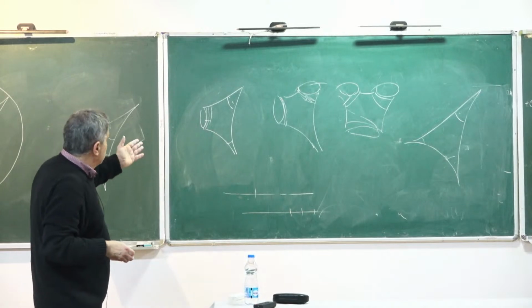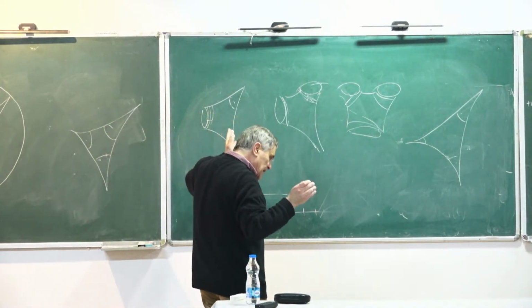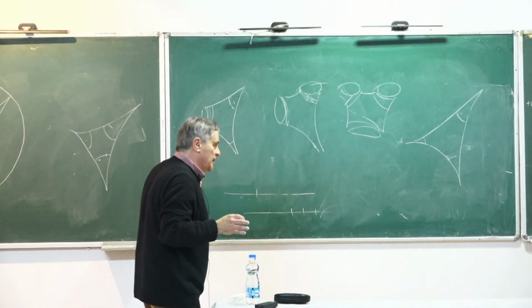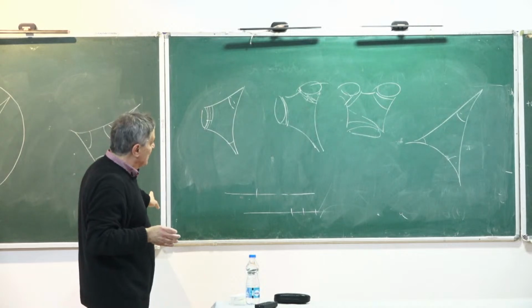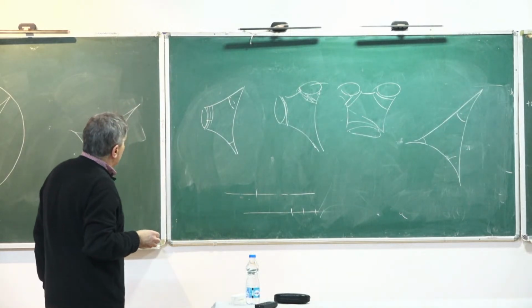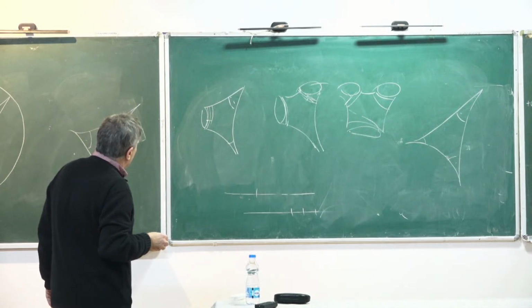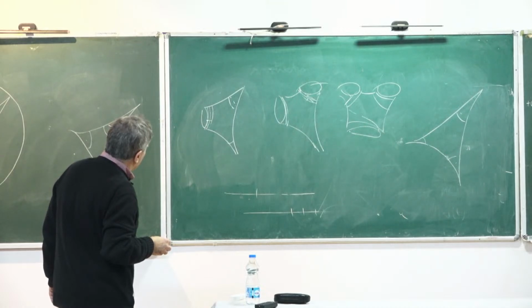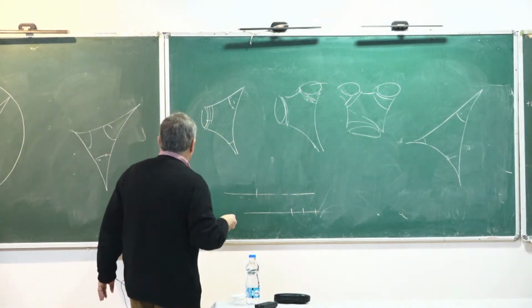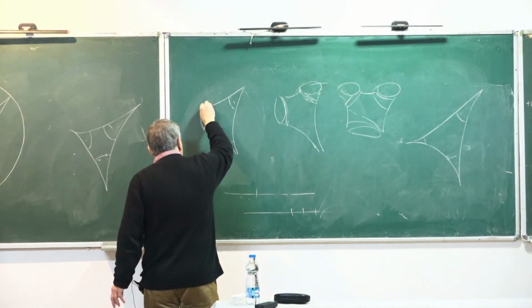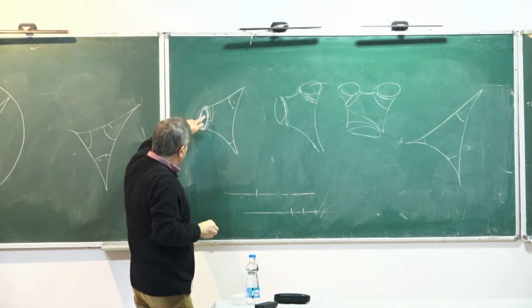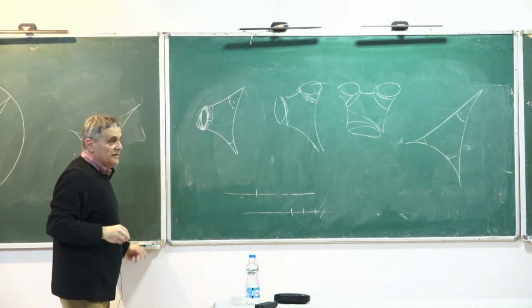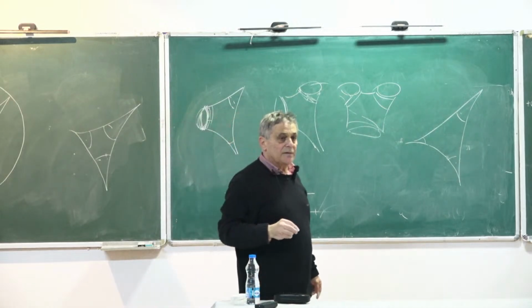Okay? It's non-complete, but I take the completion. It is not very obvious, what I tell you, that when I take the completion, it gives me a surface with boundary, but I will give you a reference for this. The completion will be a surface with 1, 2, or 3 boundary components. And there's a formula which gives you the hyperbolic length of these boundary components in terms of the 3 shifts.